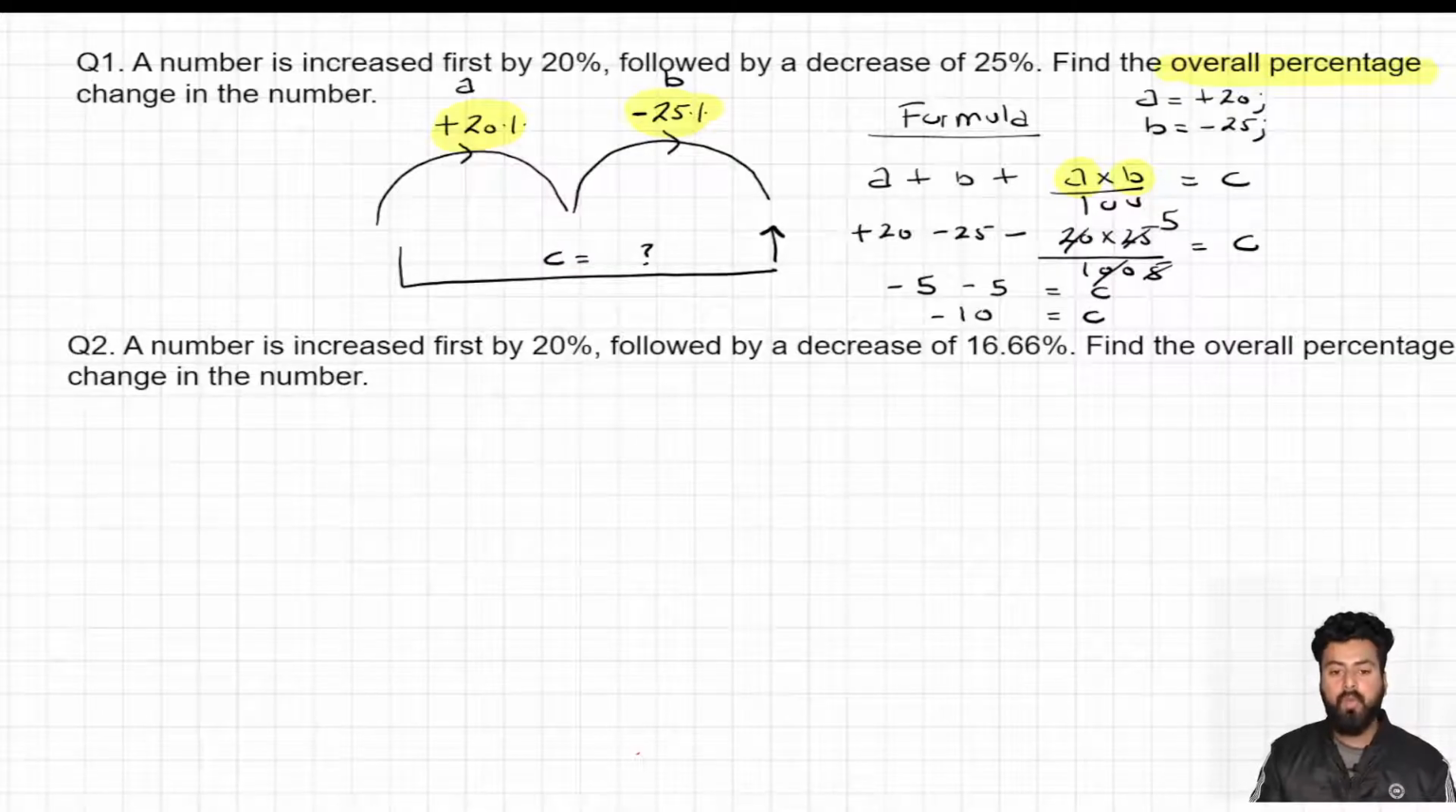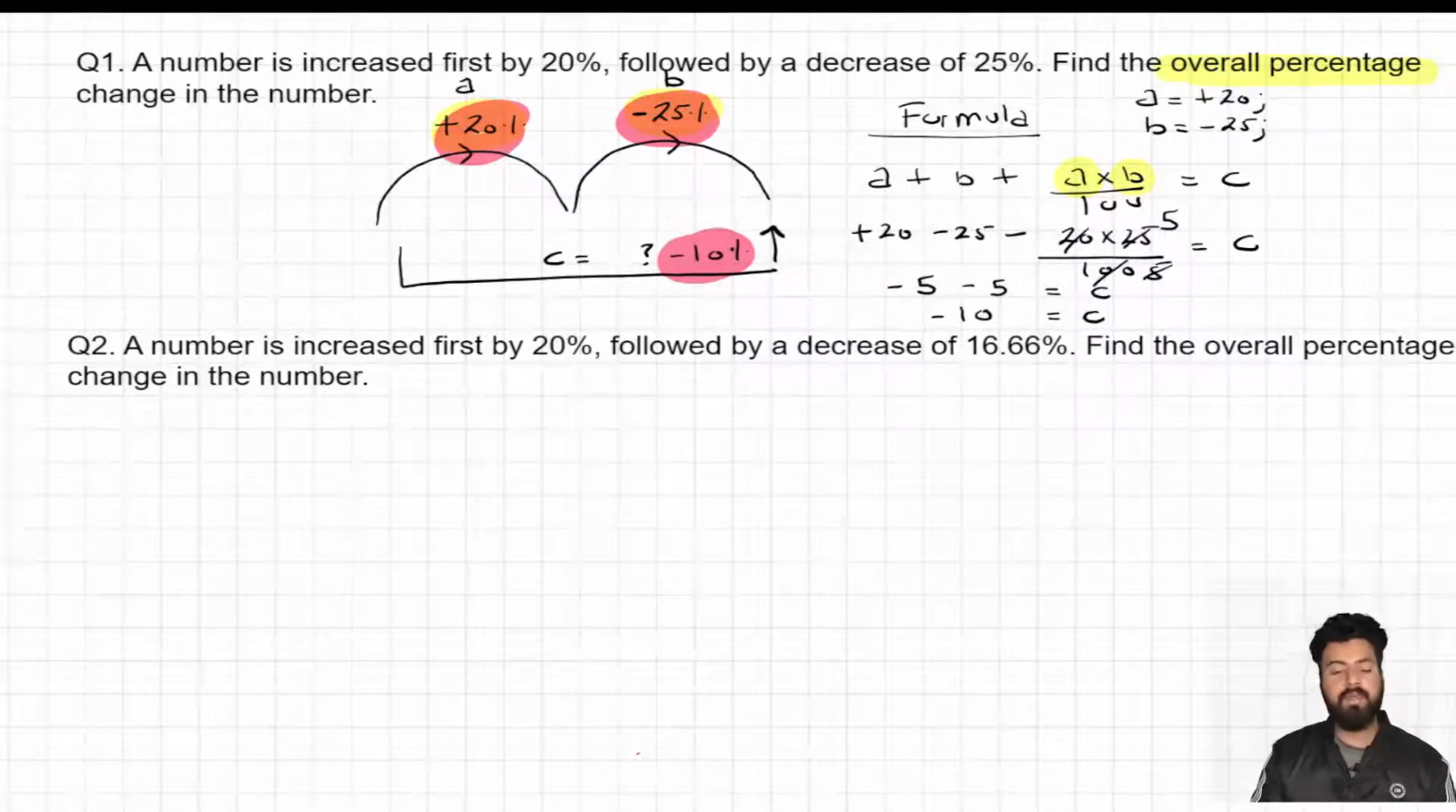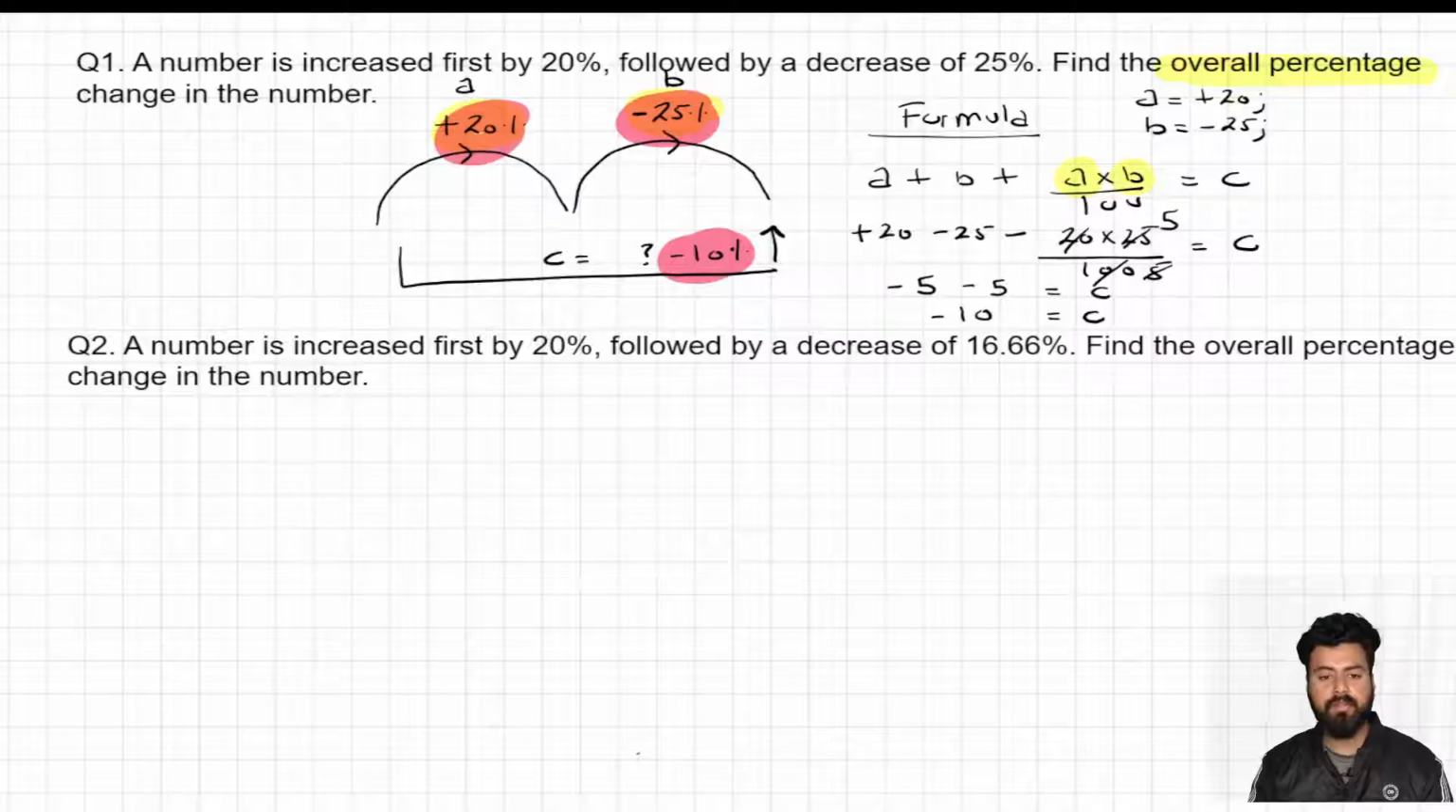If someone asks you what is the overall effect or the cumulative effect of these two changes, an increase of 20% followed by a decrease of 25%, you would say, sir, the cumulative effect of these two changes would be a decrease of 10%, and that is the answer of my question. What is the overall change in the number? A decrease of 10%.